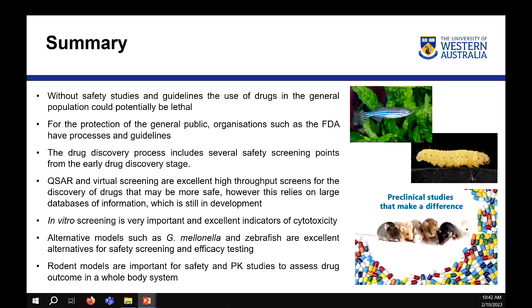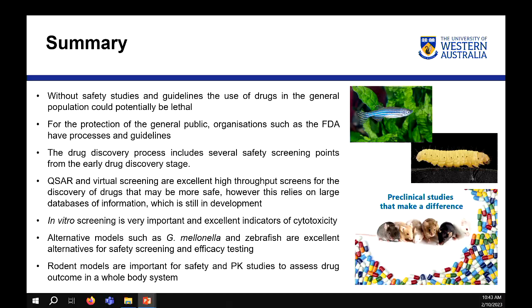So the drug discovery process includes several safety screening points: from the early drug discovery stage, the QSAR modelling; in the preclinical stage, quite a lot of in vivo drug screening happens; and then also in the early stages of clinical. QSAR virtual screening is a really good way to high-throughput screen for discovery of drugs that may be more safe. But obviously this relies on large databases of information, which we are getting. So we're getting better at this, but it's still in the early days.